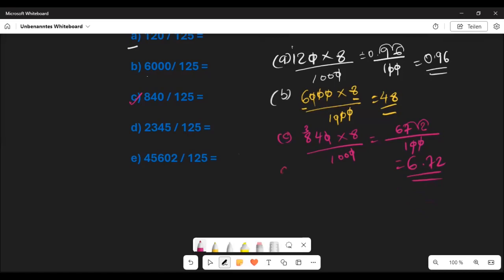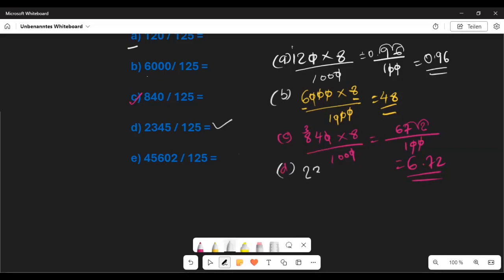So let's say D. I will look for another pen just to change so that we have the visibility. If we go to D, we have here 2,345. Ideally, what we need to do is multiply that by 8 and then divide that by 1,000. Like I said, the denominator is going to be the same, so we have 1,000 here.